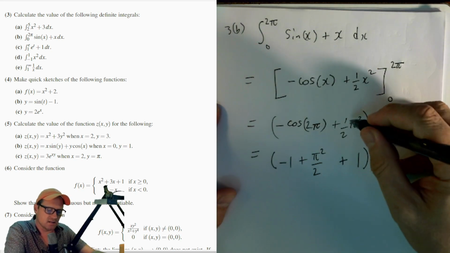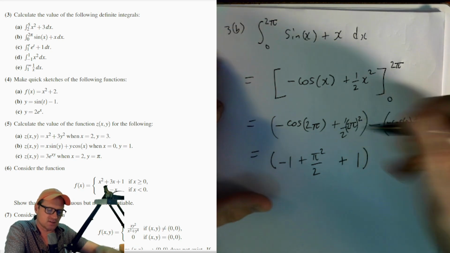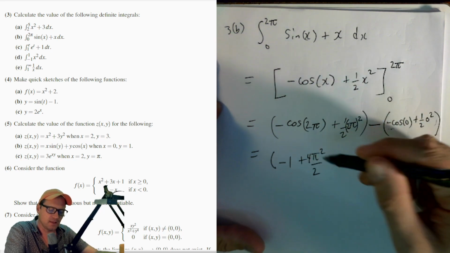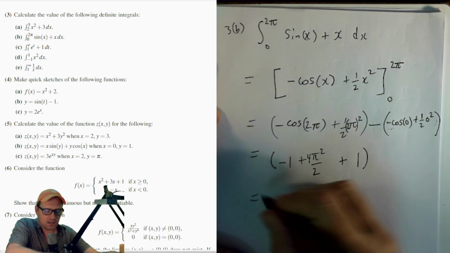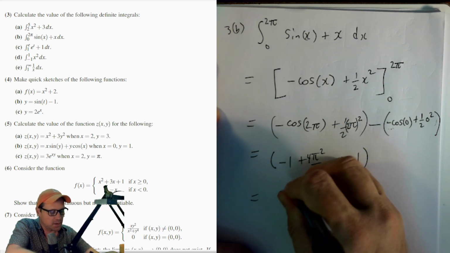Hang on, I can see that I've made a little mistake here. So that should be 2 pi all squared. Okay, so in here that's 4 pi squared on 2. And so now we can see that the 1's vanish and we have 2 pi squared.